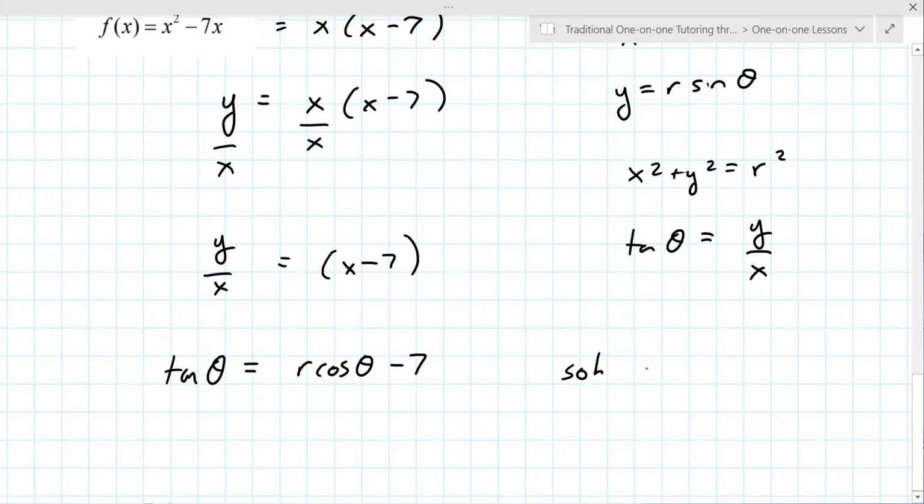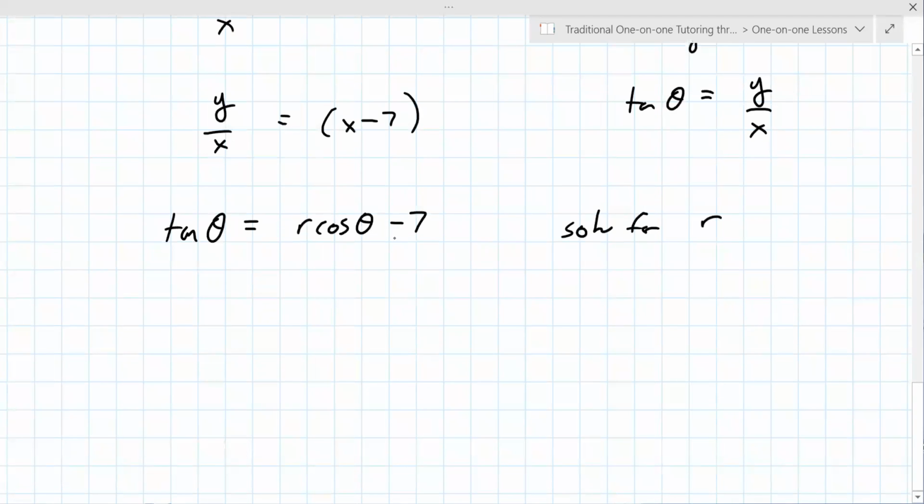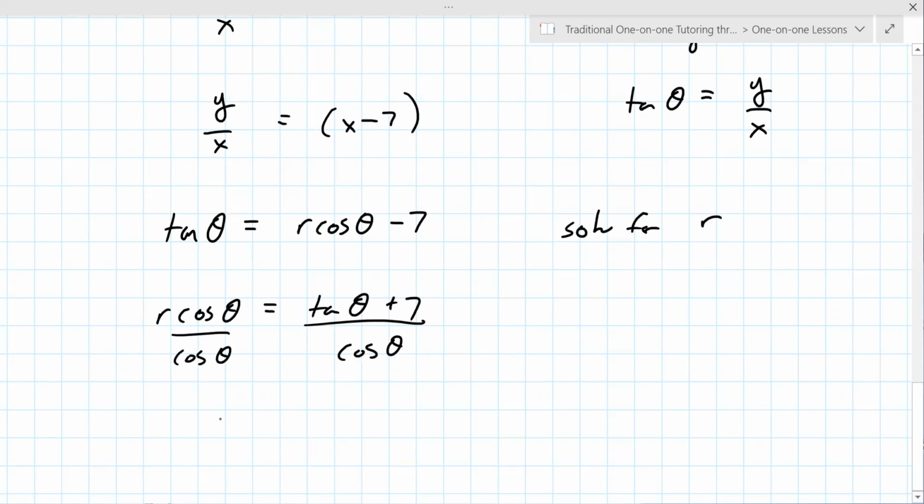And again, your goal is to solve for r. So as long as you can isolate r, you can have a go at it. So this one, you would add 7 to both sides. Let me rewrite it. r cosine theta equals tangent theta plus 7, because you move it over. And then you divide both sides by cosine theta. So r equals tangent theta over cosine theta, plus 7 over cosine theta. Maybe that reduces, maybe it doesn't. Depending on your instructor, whether you need to reduce or not, I would be okay with any of these possible ones.